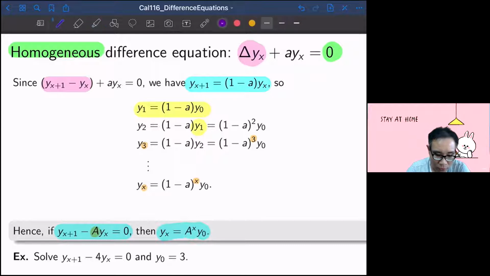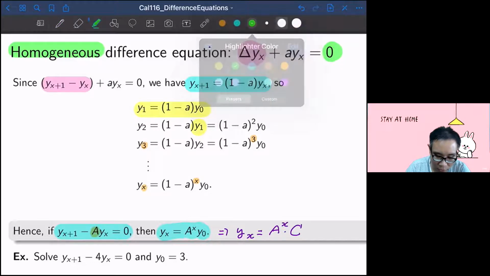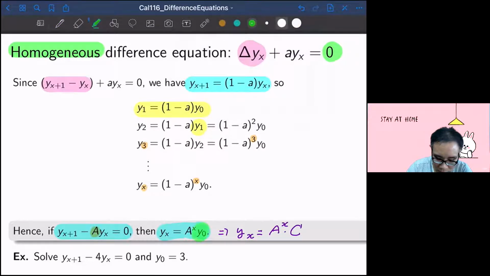Or you can just ignore y0. Sometimes we can just ignore y0. We're going to just have y(x) equal to a to the x multiplied by some constant c. You see that this one can be written in terms of a constant. So it's going to be constant y0, and this guy is going to be constant c.